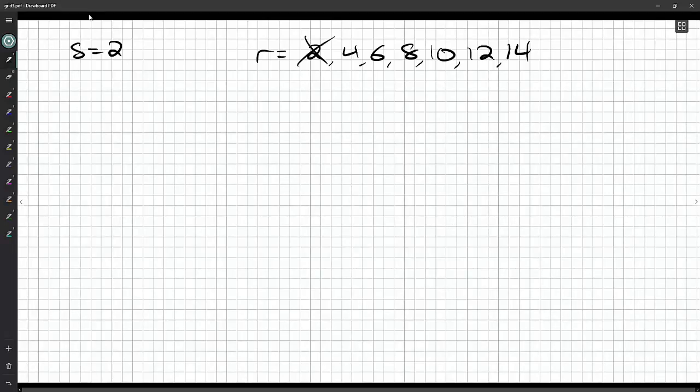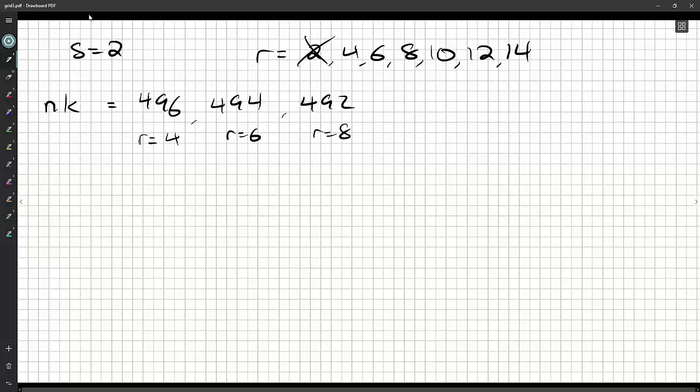Final situation, S equals 2. R could be 2, 4, 6, 8, 10, 12, 14. It's never going to be 2. So there we go. So this gives me NK could be 496 when R is 4, 494 when R is 6, 492 when R is 8.